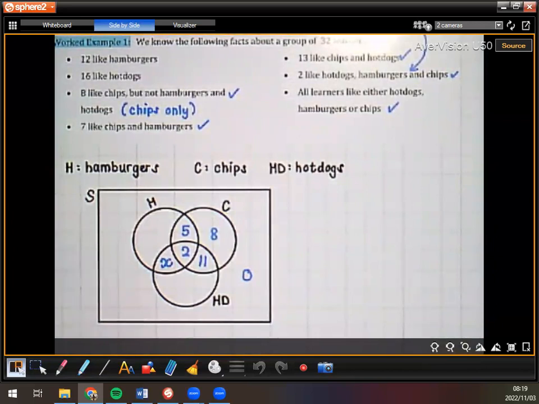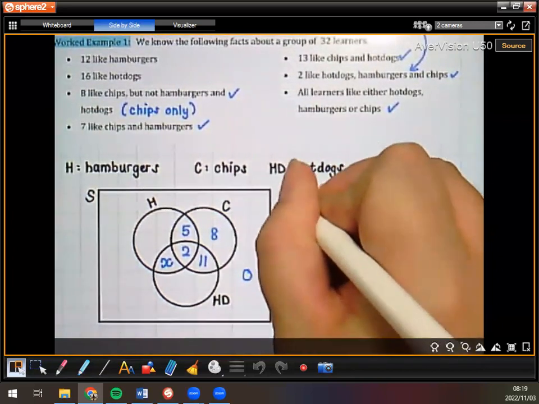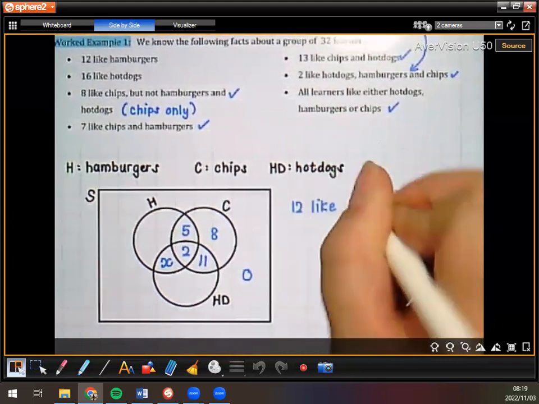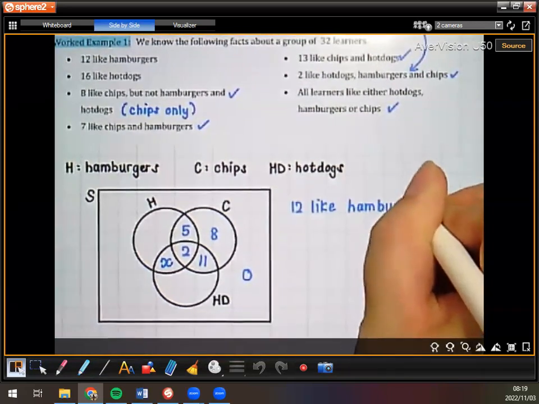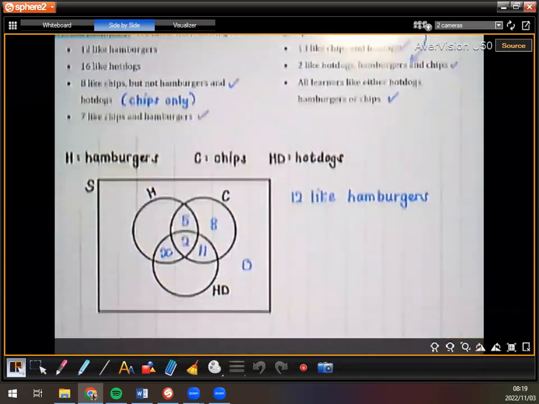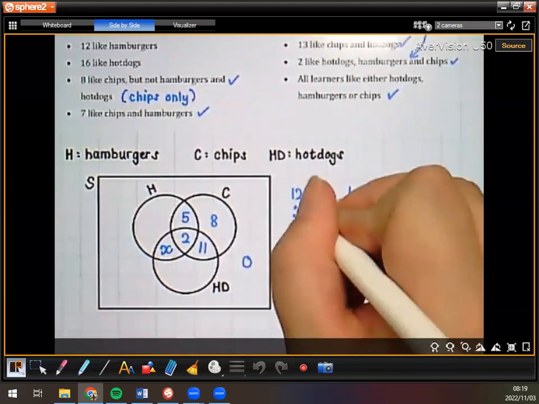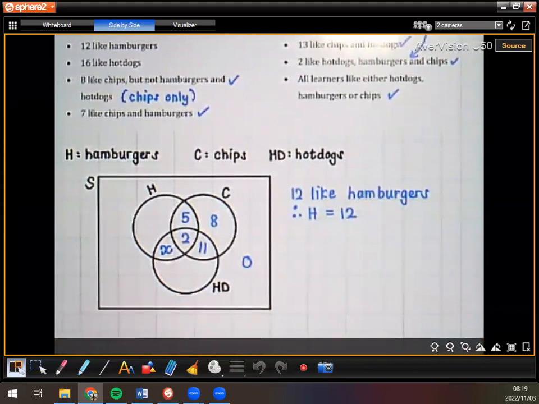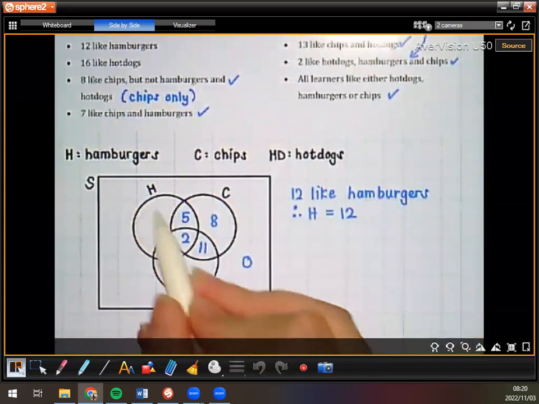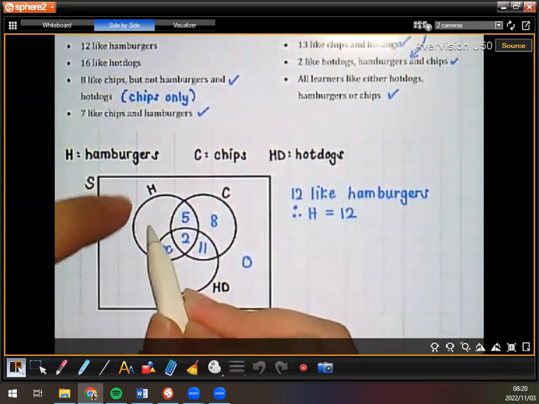Okay, now guys, we're going to use this one. The fact that 12 like hamburgers, so that means that our H circle must be equal to 12. We're going to have to find an expression for hamburgers only. So I'm saying expression because there's an X. Right, so I'm going to have to relate with an X, nothing. So to find that, are we all okay with this section being hamburgers only? Right, that's how we would describe it.